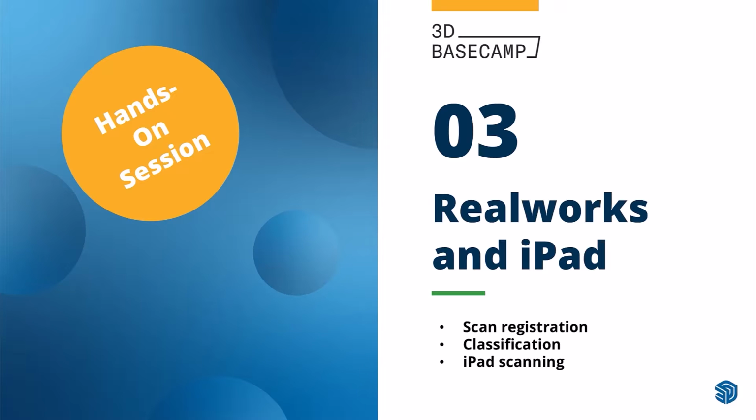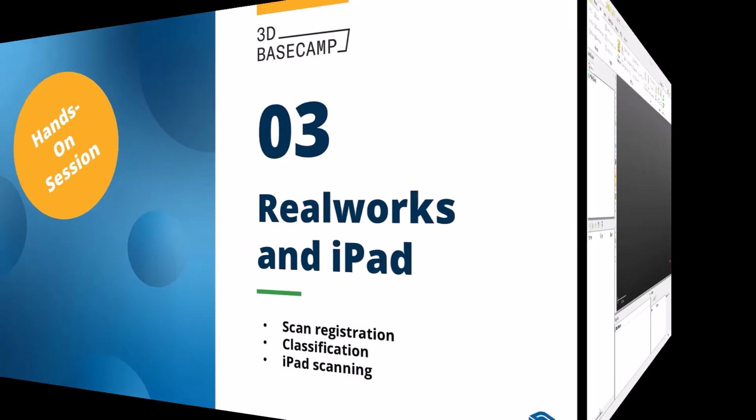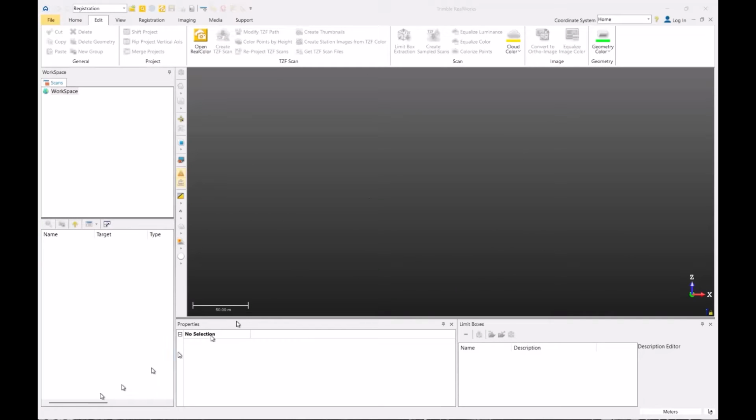So first of all, RealWorks, scan registration and classification. Okay, let's take a look at RealWorks, Trimble RealWorks, which is the processing software for Trimble scanners. And if you are using a different scanner, then of course you may have a different processing software, but you can also open any kind of a file with this software. So this is a very powerful software, and I am just skimming the surface right now.